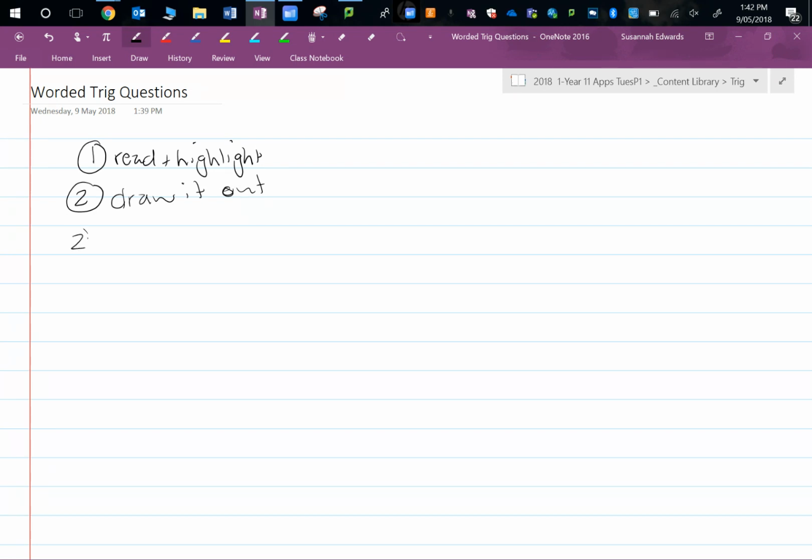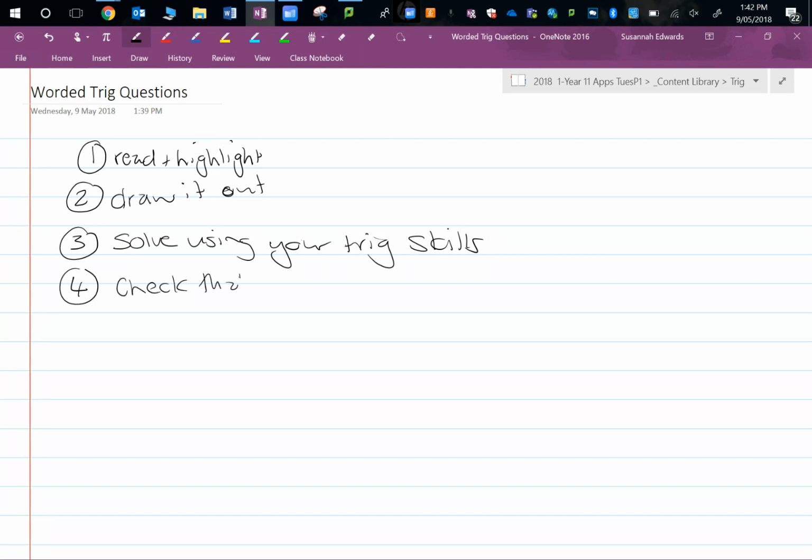I'm not going to put in all the steps of SOH CAH TOA. I'm just going to say step 3, solve using your trig skills, which you have so many of. So they're all the steps we've done in the last 2 lessons, just so I don't have to write out 5 steps each time. And 4, check that your answer fits the question.